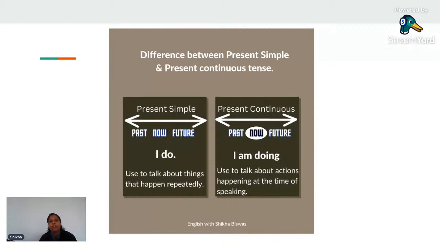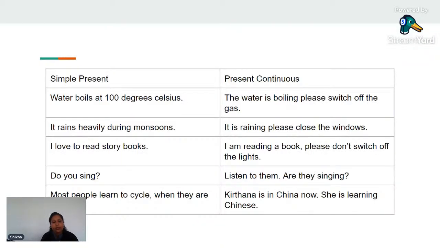So there is a lot of difference in meaning when you use present continuous tense to talk about any activity which you do regularly, right? So going forward, here there are some sentences which will help you to understand the difference between both the tenses. For example, if we talk about water, water boils at 100 degrees Celsius. So it used to boil at 100 degrees Celsius in the past also, now also it boils at 100 degrees Celsius, and in the future also it is going to boil at 100 degrees Celsius only.